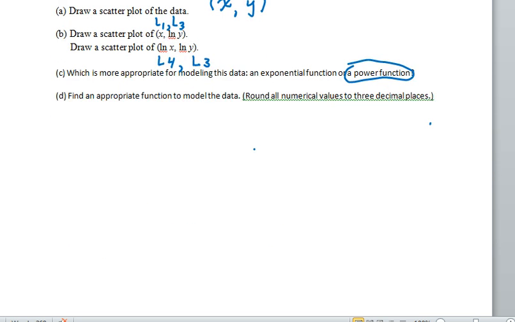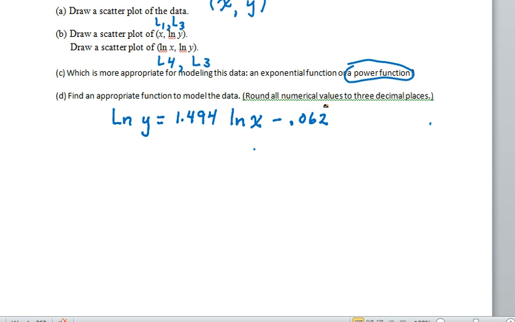and start to find the power function. That starts with the equation of the regression line for the natural log of x versus the natural log of y, which was the natural log of y equals 1.494 times the natural log of x minus 0.062.